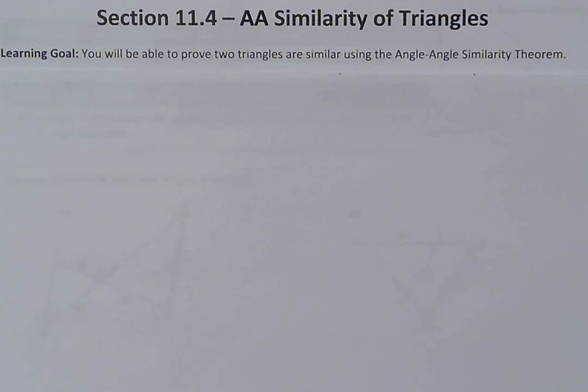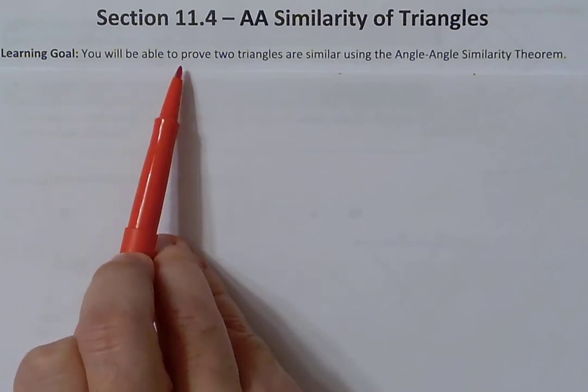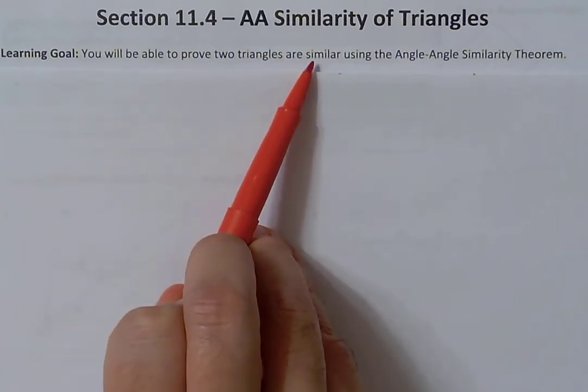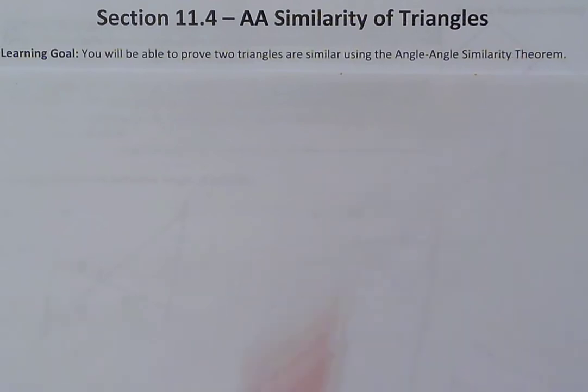For today's lesson, we're going to be taking a look at section 11.4, which has to do with angle-angle similarity of triangles. We have one learning goal: you will be able to prove two triangles are similar using the angle-angle similarity theorem. That is our goal for today.